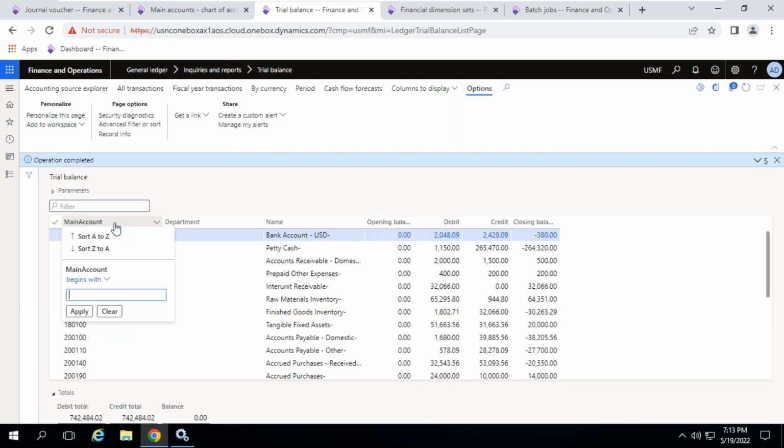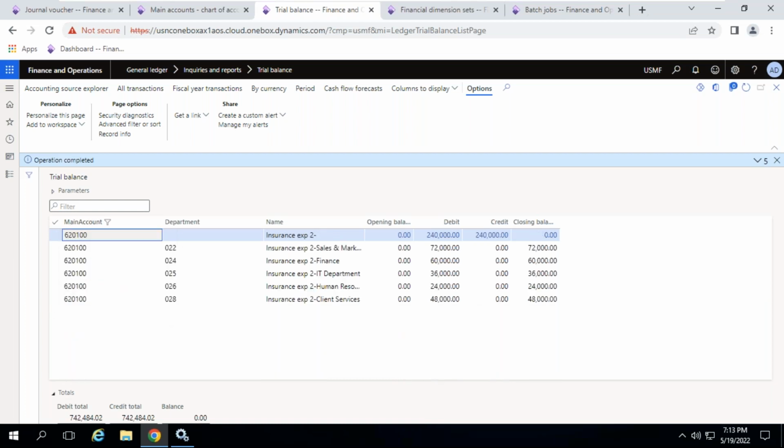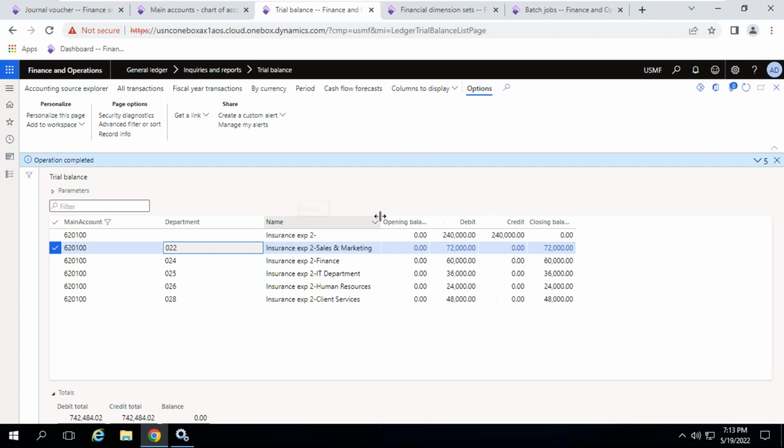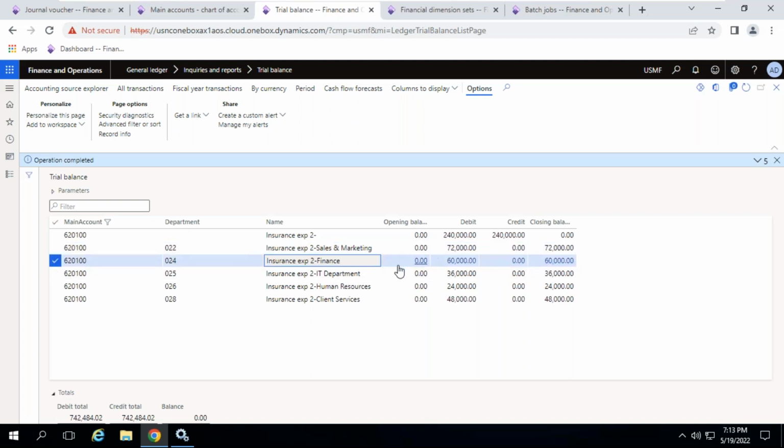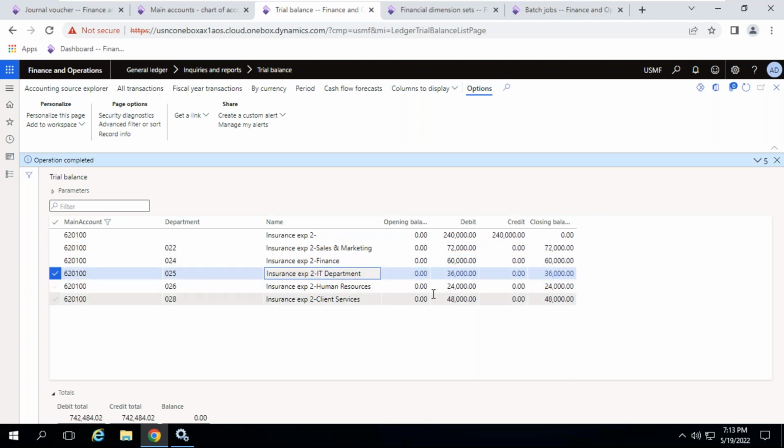Now if you filter by this 620100, apply, look at this one. For this account, debit and credit posted is 0. Now for department 22, sales and marketing, it is 72,000. For finance department 60,000. For IT department it is 36,000. For HR department it is 24,000. In our example, stores I have written, but here it is client service because stores is not there in the drop down. I have taken this one, 40.